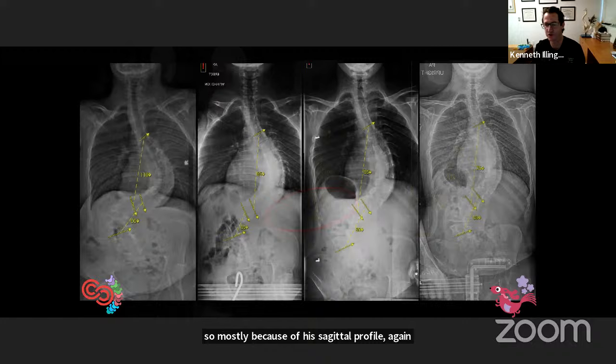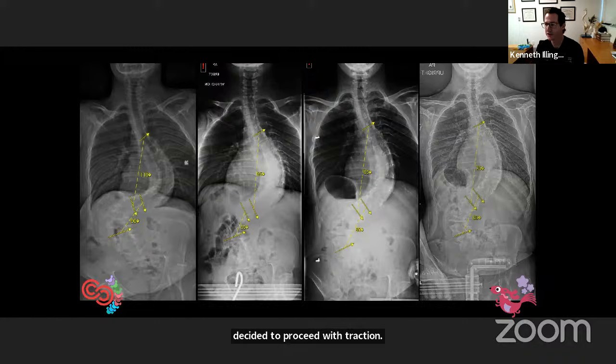Here's his course over a 4-week time period. Now, he got some modest correction. I would call this modest correction, from 110 degrees to 75, and his lumbar curve didn't correct that much from a magnitude perspective, 90 to 70. But think about the space we generated for ourselves, right? And that lumbar spine is really kind of stretched out, even though the curve size is only 20 degrees improved.